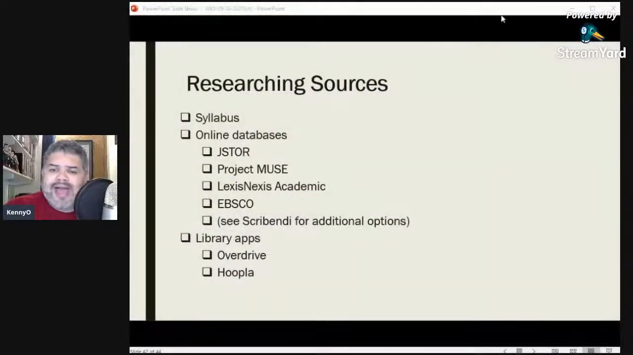There are a lot of online databases out there: JSTOR, Project Muse, Lexis Academic, EBSCO. There's all these ones. Also, if you have a library card, Overdrive and Hoopla are two fantastic apps. You can download books for free to your device, so your iPhone or your iPad or your Kindle. You can log in through Overdrive or Hoopla using your library card, and then just download those books, as many as you need, or a chunk of them, and then you can just digitally return them.